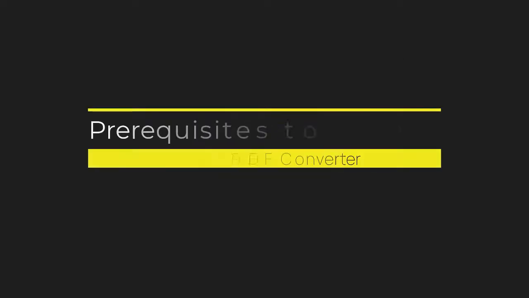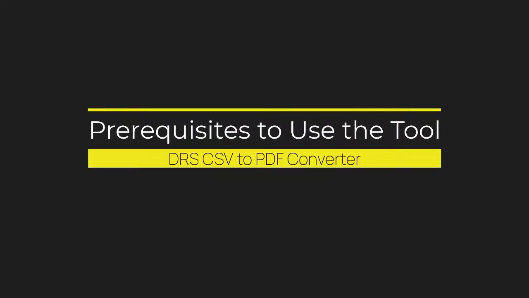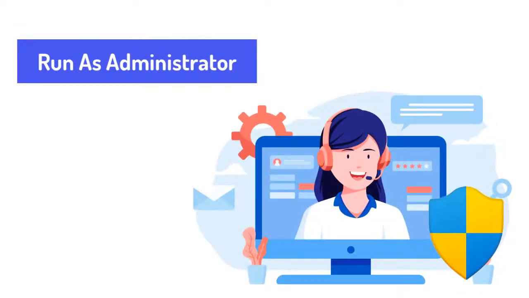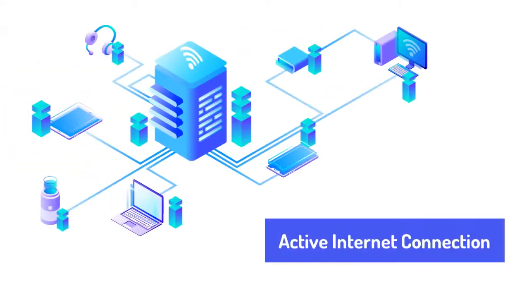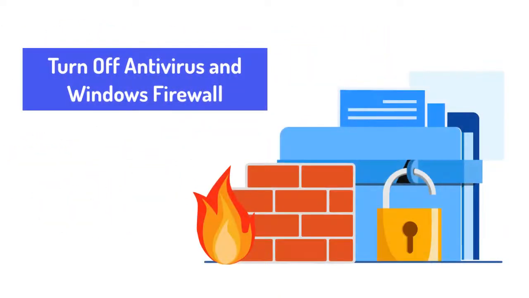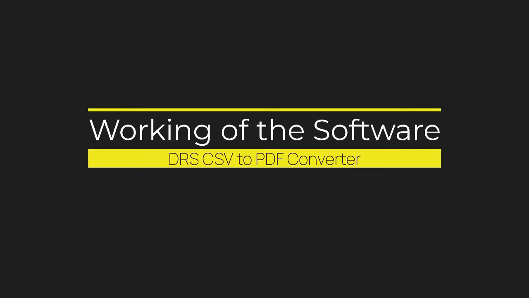Before converting CSV to PDF file format, you must meet some necessary conditions. After installing, run the application as administrator for the proper functioning of the tool. You must have good internet connectivity to download the necessary files. Disable antivirus and Windows Firewall because they block tool operation. Here we show you how to use the application to convert your CSV files to PDF file format.